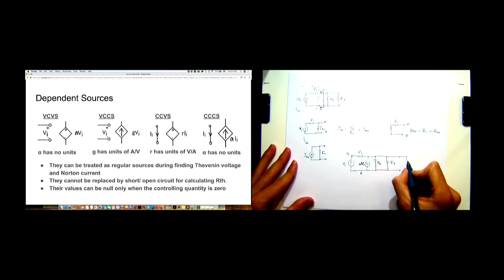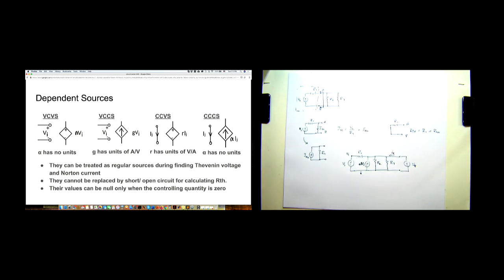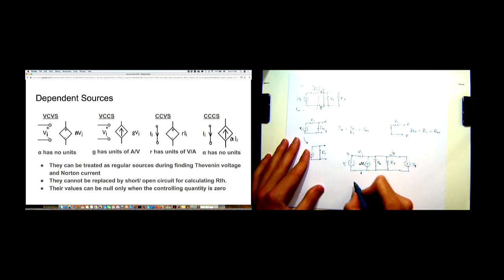So you apply a test, V test, and you're trying to find what this current, I test, is as a function of element components. So I test is going to be a function of V test and R1, R2, R3. R Thevenin is equal to V test over I test.